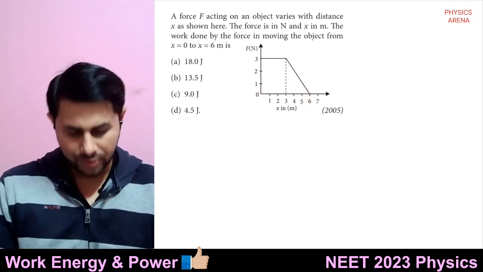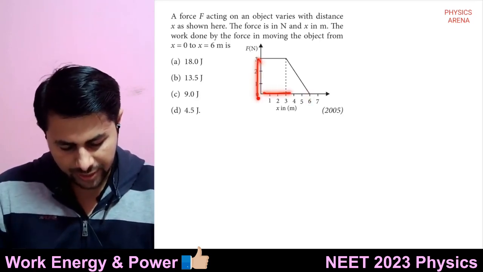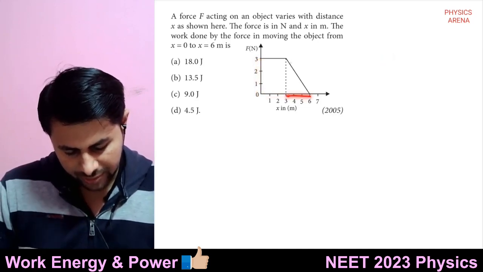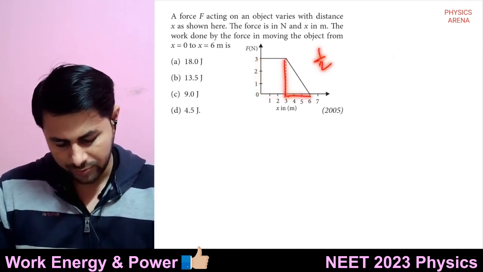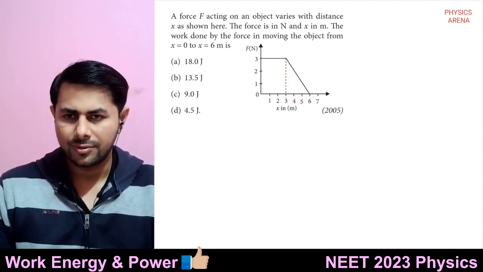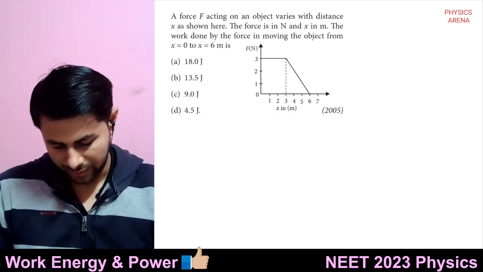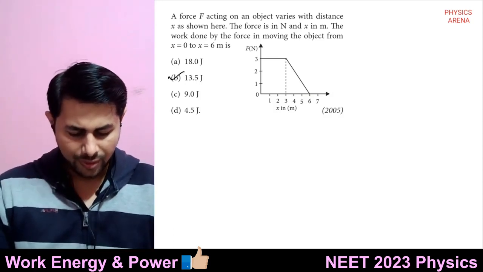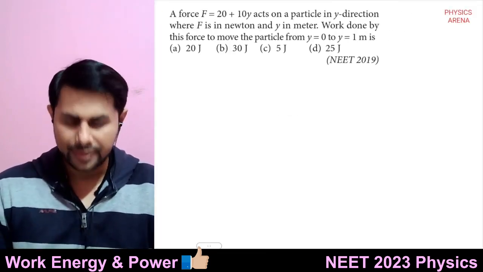x equal to 0 to x equal to 6. So this is a similar question, right? So 3 times 3, 9 plus how much? 3 times 3, half of that, 4.5. So 9 plus 4.5, 13.5. Okay, so option B is the answer. All right. Then next question.